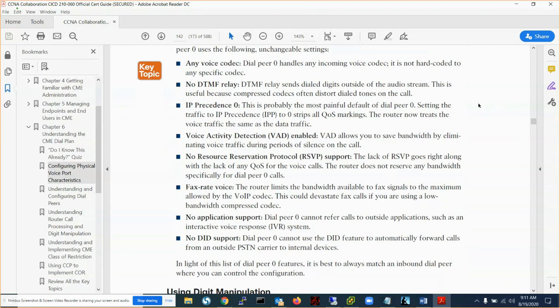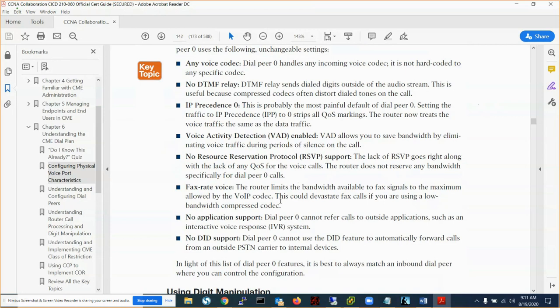So again, this is a lack of resource reservation. Sometimes you can reserve bandwidth, and QoS will reserve bandwidth and so on. You would call this resource reservation protocol support, and dial peer zero removes it. So again, no advantage with regards to reserving bandwidth. The last sentence says the router does not reserve any bandwidth specifically for the POTS calls.